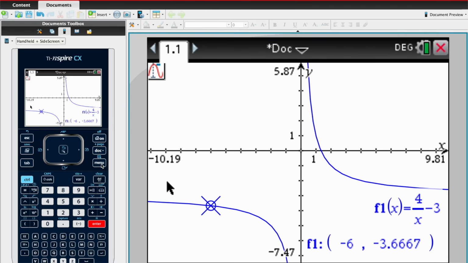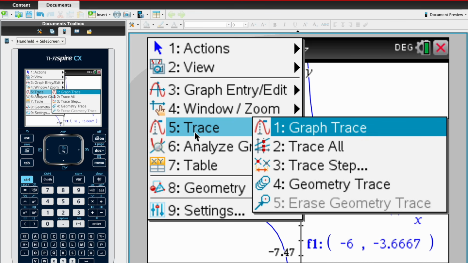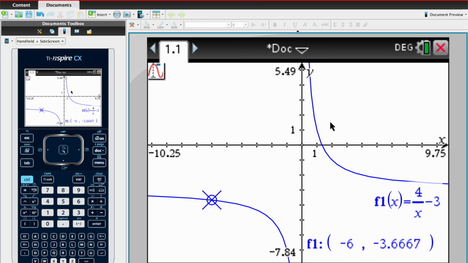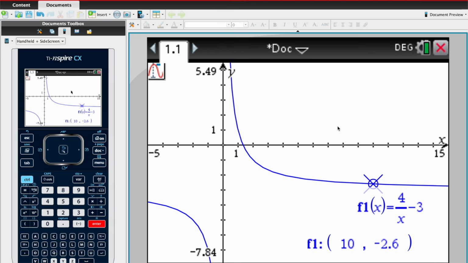Let's try our upper bound here. Let's go graph trace, and here we'll start at that positive bound of 10. So here at the upper bound, we reach negative 2.6, that's our y value. And then as we move to the left, we can't move to the right, 10 is the largest input that we could substitute. As we move to the left, we see that our y value increases.